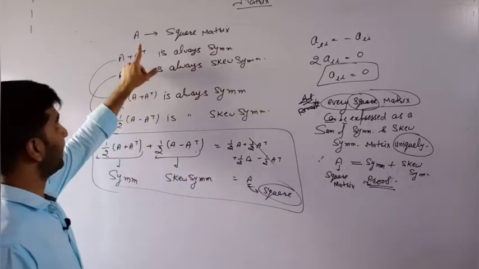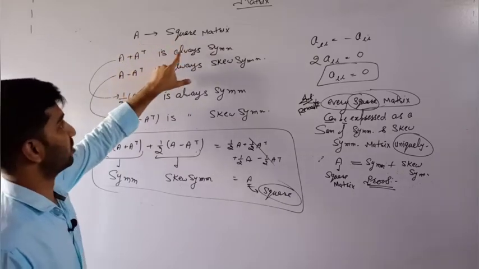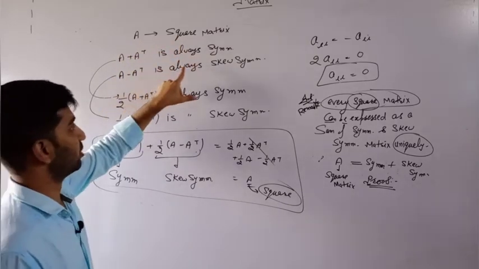It is proved that if A is a square matrix, then A plus A transpose is always symmetric, and A minus A transpose is always skew symmetric.